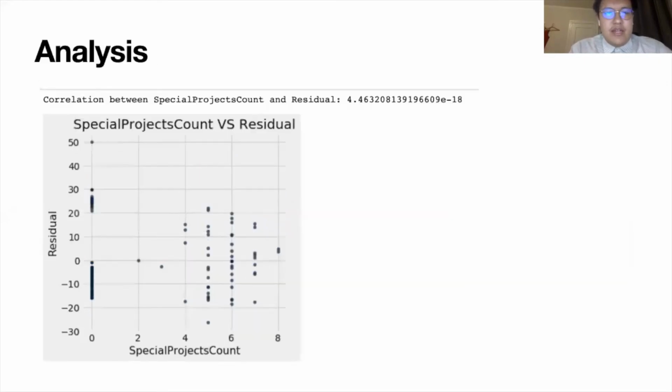And then we did some analysis. We calculate the residual by taking the difference between the actual pay rate and the expected pay rate. And we plot a scattergram between the residual and the special project counts. And we find that the correlation between the special project count and the residual is almost 0, which shows that our linear regression model works.